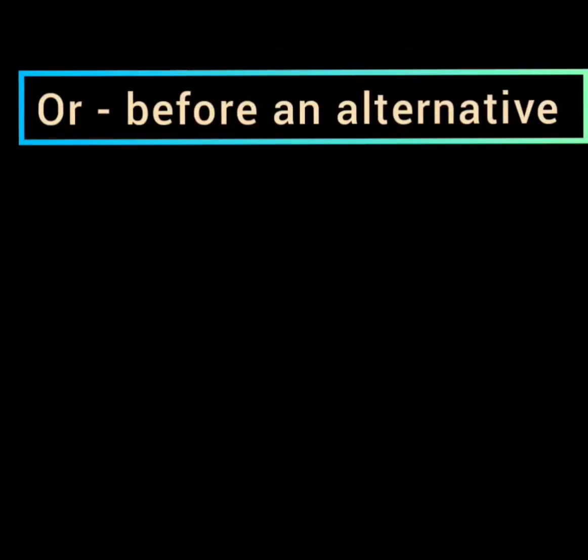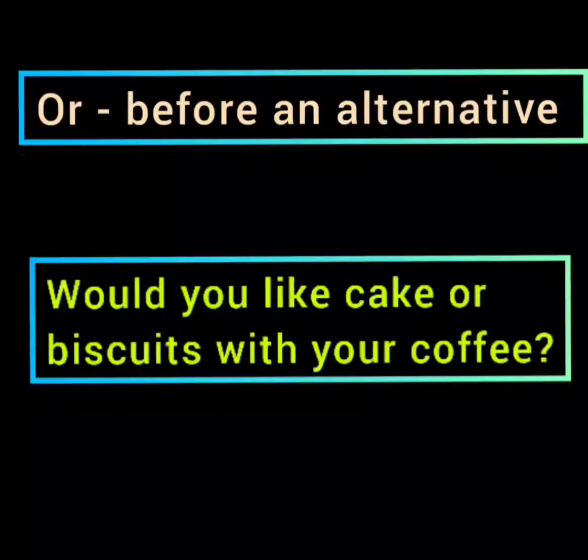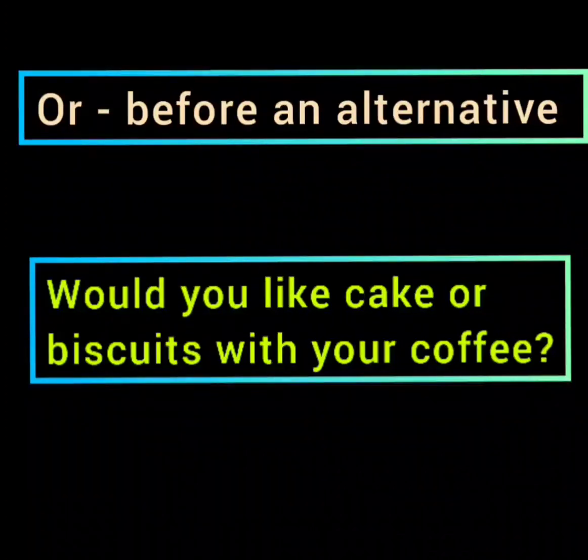Now, why do we use or? See, before an alternative, we use or. For example, would you like cake or biscuits with your coffee? And question mark. Can you see? I'm providing an option. Would you like cake or biscuits with your coffee? So students, these are certain conjunctions which you will be learning as you encounter certain sentences.